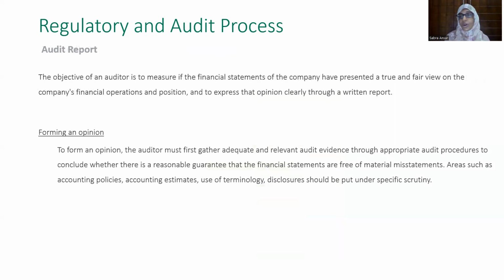Moving on, we will be talking about what an audit report is. Now, the objective of an auditor: what is the main reason an auditor is recruited? They will be measuring the financial statements of the company to see whether they are presented in a true and fair view when it comes to the financial operations and the financial position, and they will express their opinion through a written report.